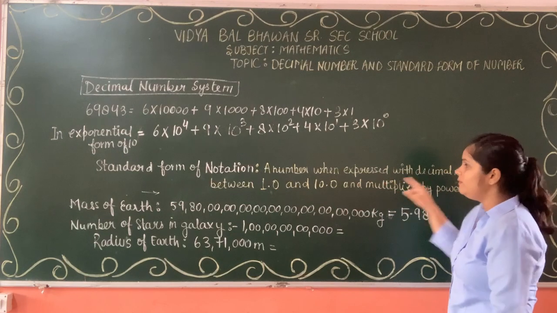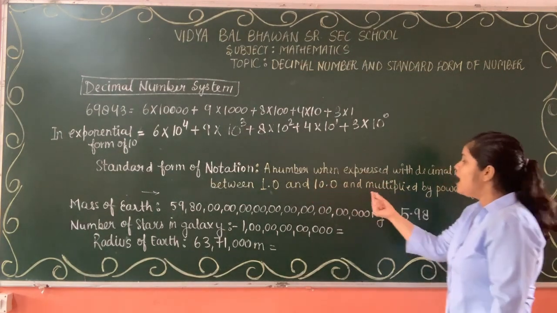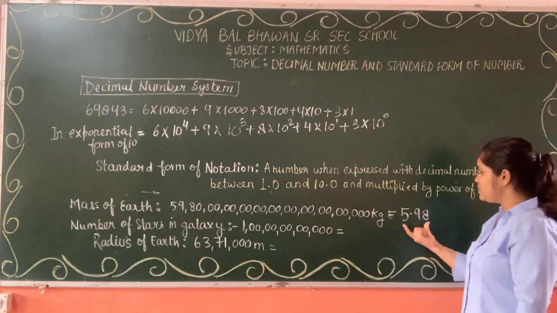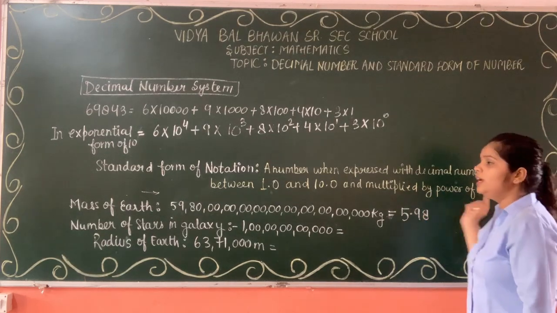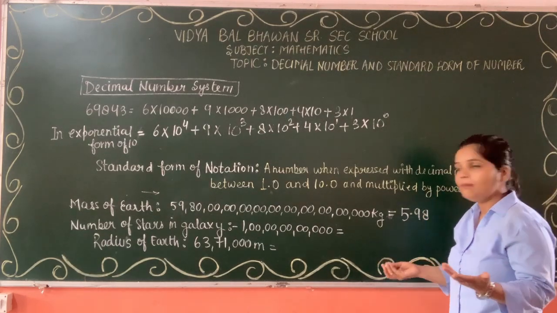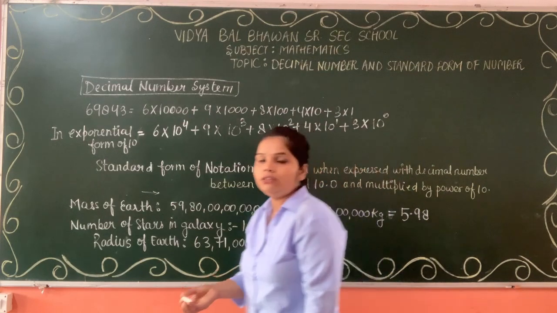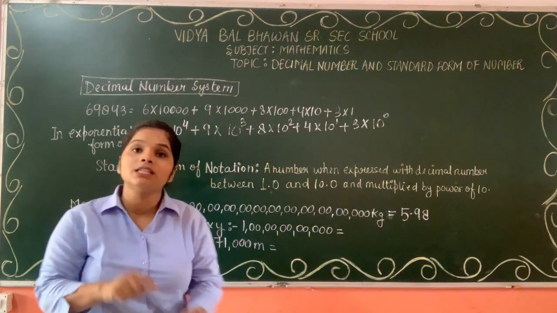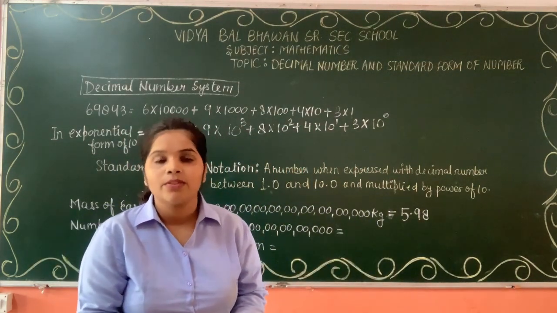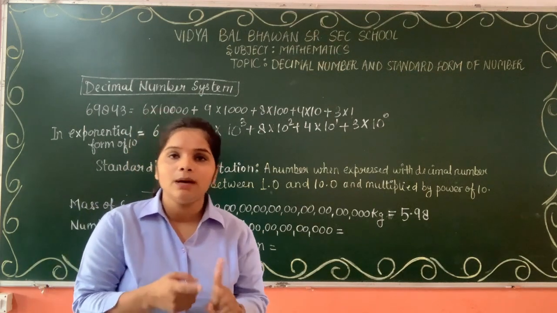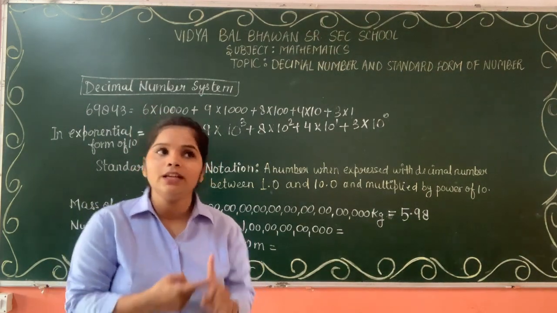So first part we have done with the standard form. After that we need to multiply this decimal number with the power of 10. And where is it coming from? We are going to count the number of digits after the decimal. What are we going to count? The number of digits after the decimal.